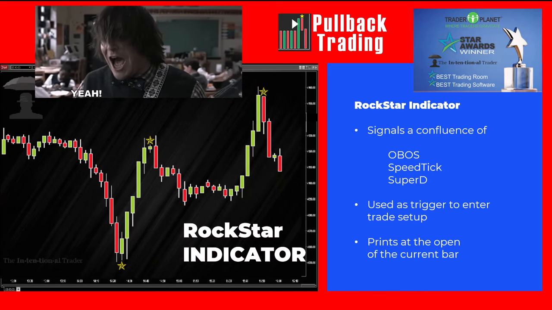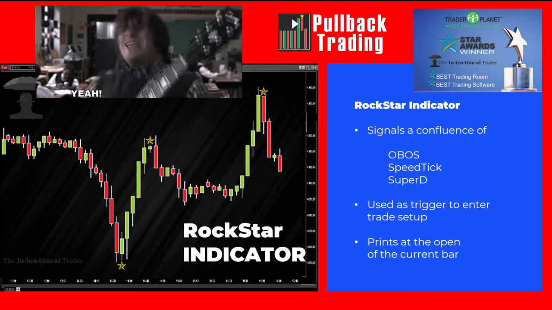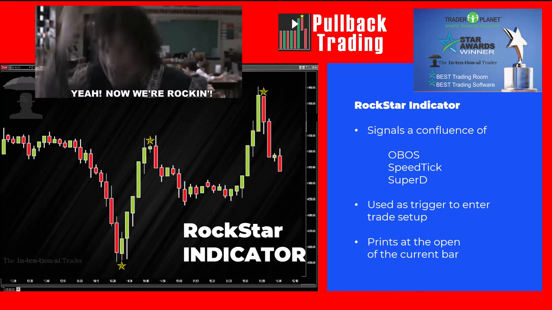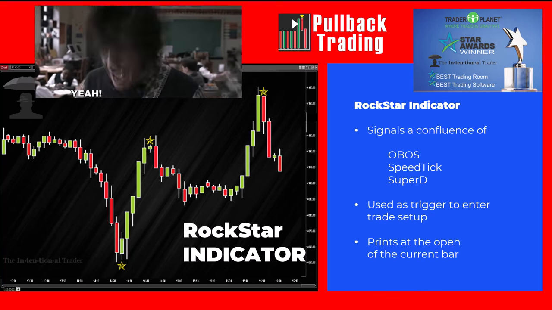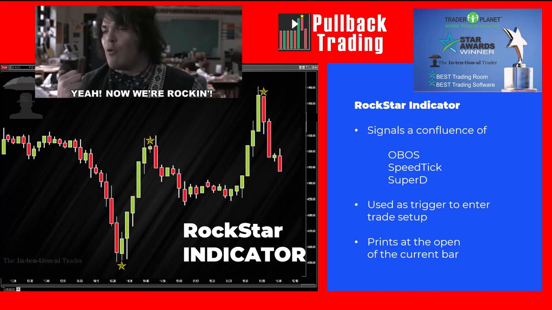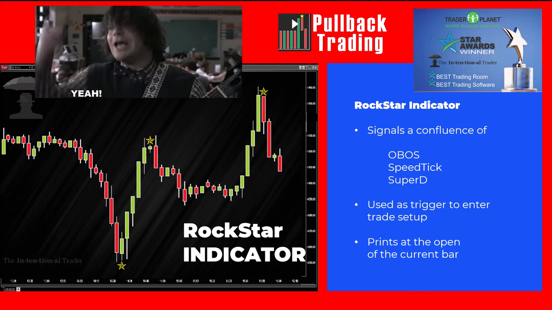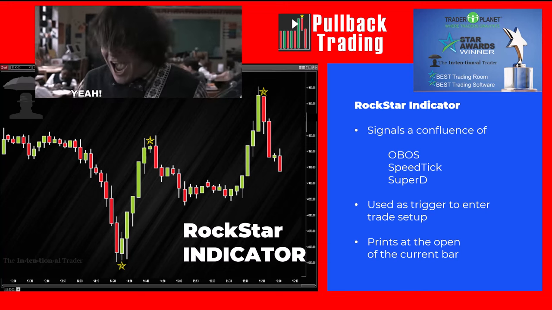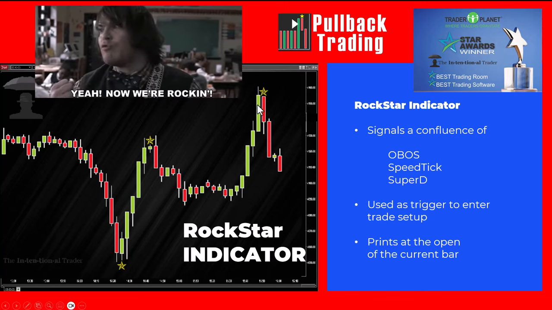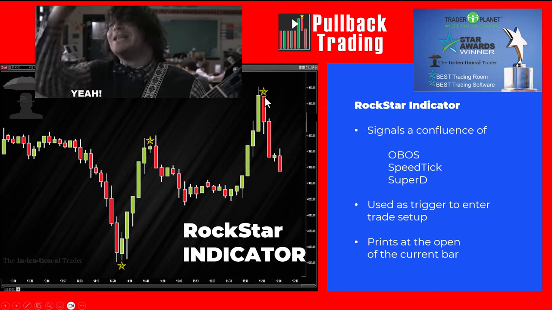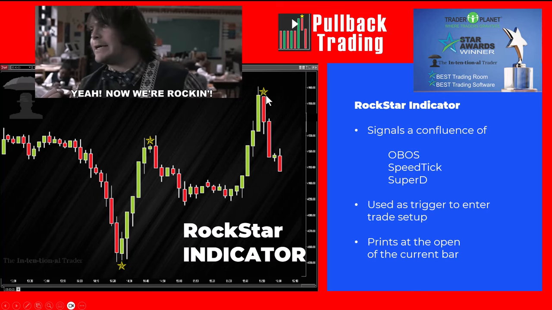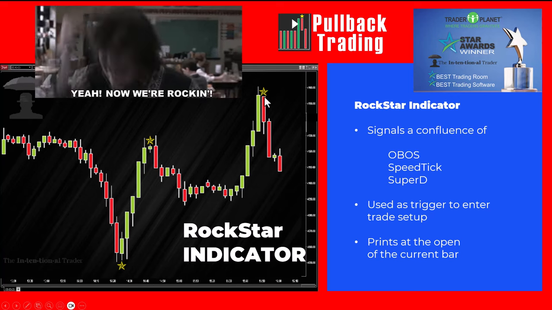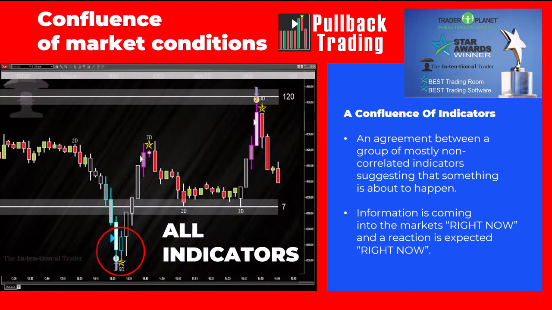All right, then we have our rock star. This is an indicator that has the ability to combine the confluence of the OBOS indicator, the speed tick indicator, and the Super D indicator. This is our trigger. Because of that added divergence to the speed tick and to OBOS, overbought, oversold, we now use this as our trigger on the open of the bar that it prints on. This star always prints on the open of this bar. Okay, as soon as it opens, if the condition exists, that's where our decision is made. Okay? So this is a confluence of our indicators and what it looks like.